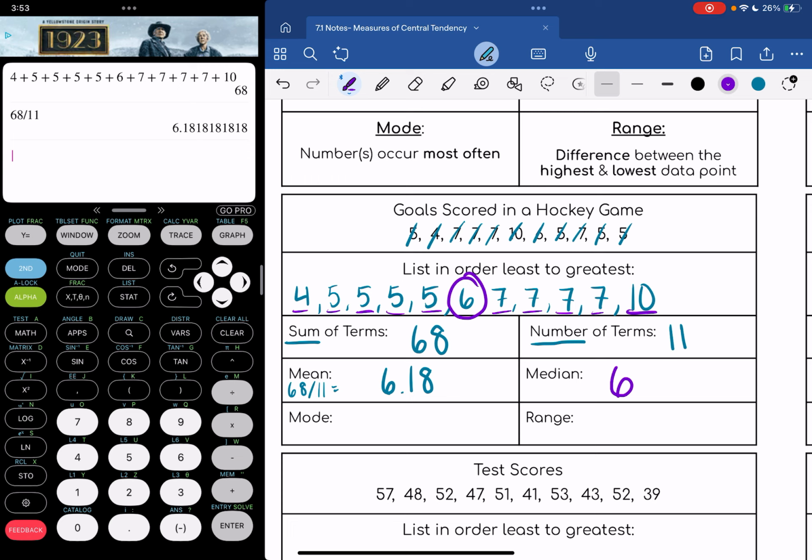And you can double check that by seeing I have 5 numbers to the left and 5 numbers to the right. 6 is right in the middle.